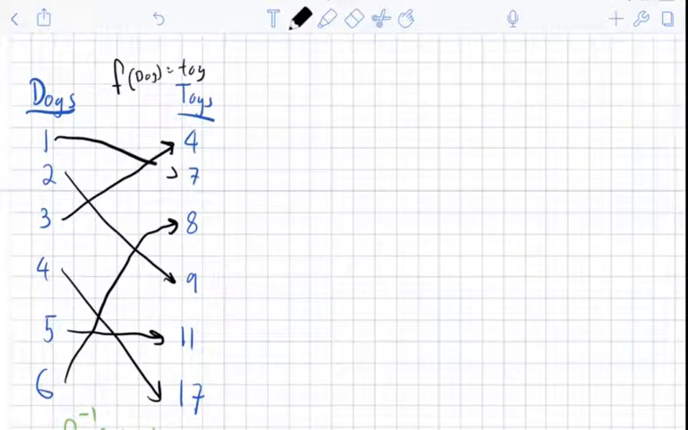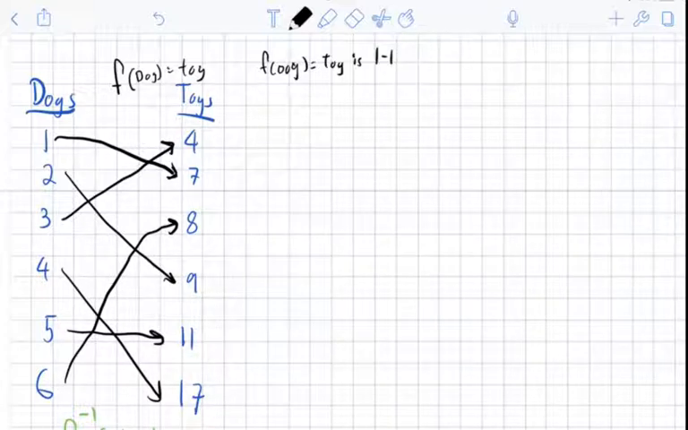So in my room full of dogs, this is a function relating the dog to their favorite toy. That's what this arrow diagram shows. F is for favorite toy. You notice that F is one to one. Unlike the real world, each dog only has one favorite toy, and none of the dogs share the same favorite toy, so they're not fighting with each other.